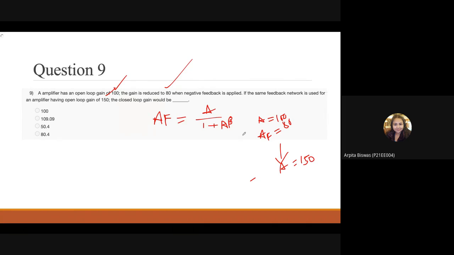Tell me how to find out. So at first, take A equal to 100 and A equal to 80, and tell me what is the value of this beta. In the first condition, the open loop gain A is 100 and it is reduced to 80, so A equal to 80. Then tell me what is the value of this beta.